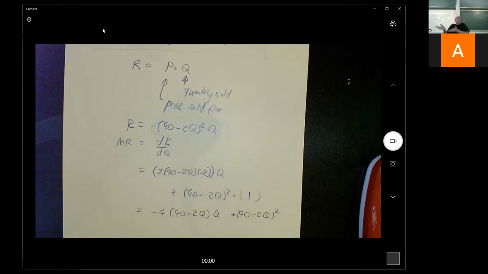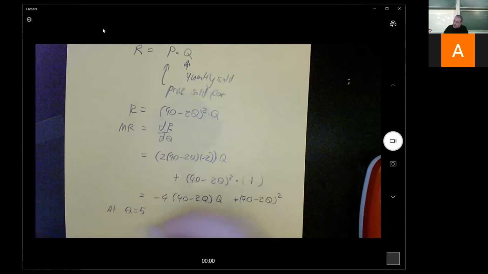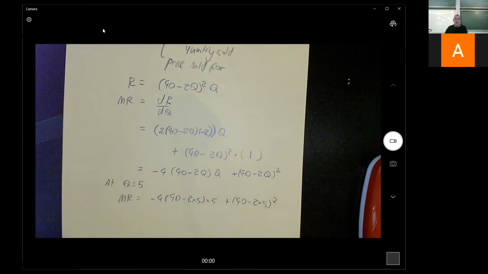And I'd leave it there. Except they've said they wanted to know what the marginal revenue was when Q was equal to 5. And so I would need to sub that in. When Q is 5, the marginal revenue turns out to be minus 4 times 40 minus 2 times 5 times 5 plus 40 minus 2 times 5 squared, which again is what calculators are for. But I can do a little bit.